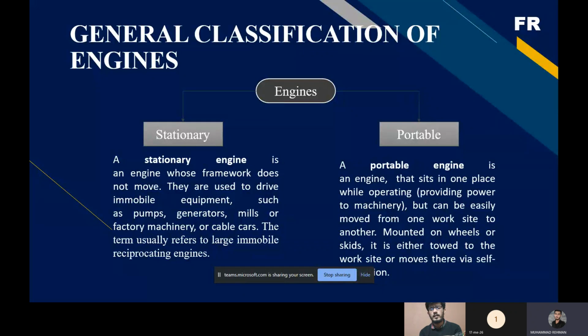And the other one is a portable engine. Basically, a portable engine is also fixed and sits in the same place, but for its application or use we can move or shift these engines from one place to another using wheels and skids.